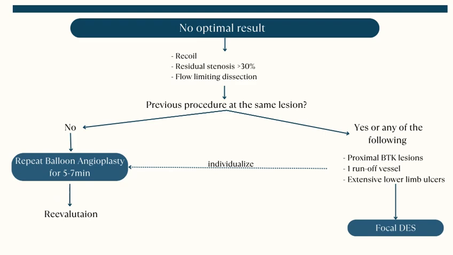If it is untreated, we proceed with a second simple 5 to 7 minutes angioplasty, followed by a reassessment. If already treated, proximal BTK sector lesions, only one outflow vessel, or if there are extensive ulcerated lesions in the lower limbs, we opt for a second-line treatment using a drug-eluting balloon.